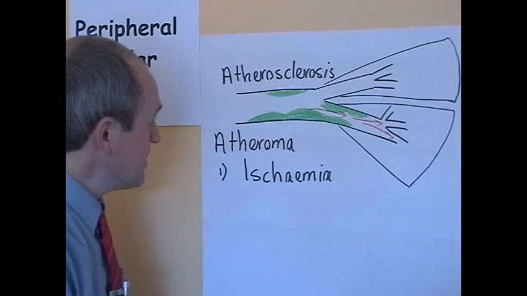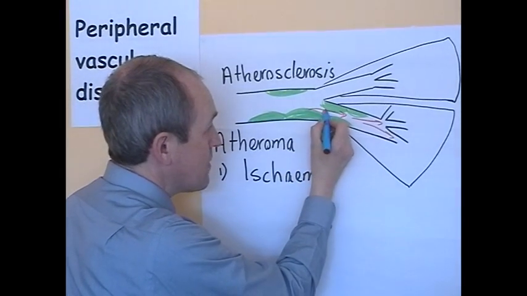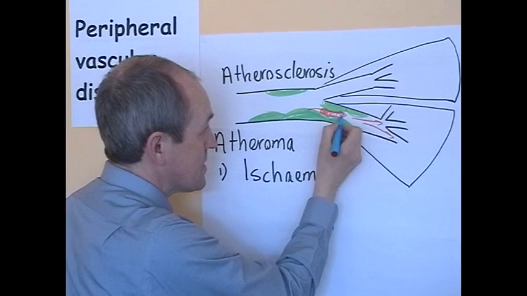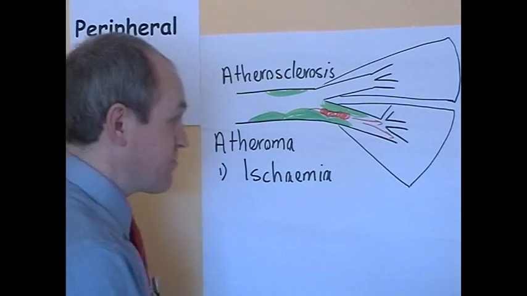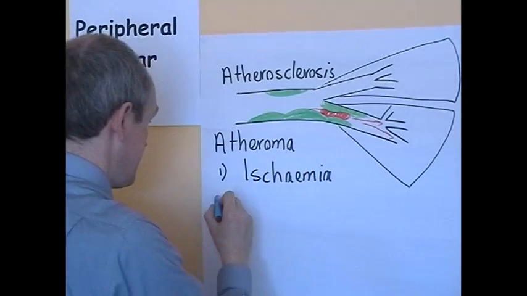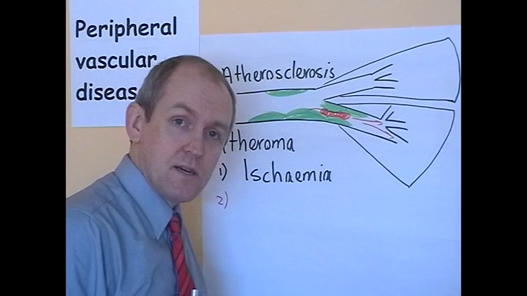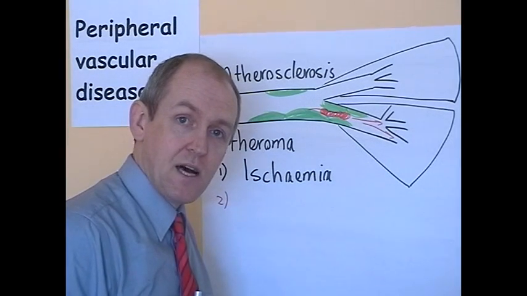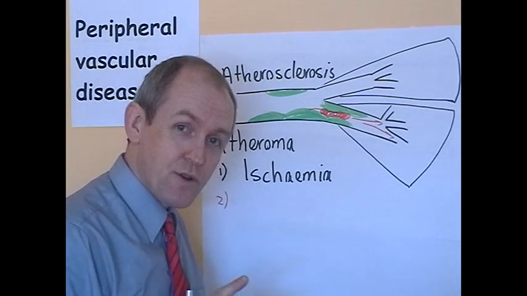Now, in addition, because there's irregularities in the wall and there can be turbulence, you can actually get a blood clot which completely occludes the arterial lumen. What do we call a blood clot that develops inside a blood vessel? That's called a thrombosis.